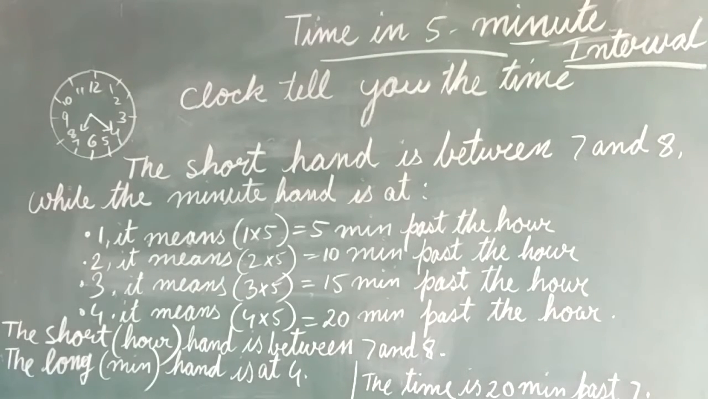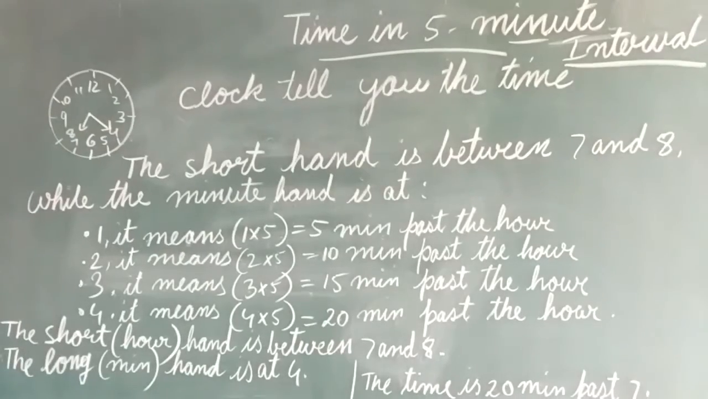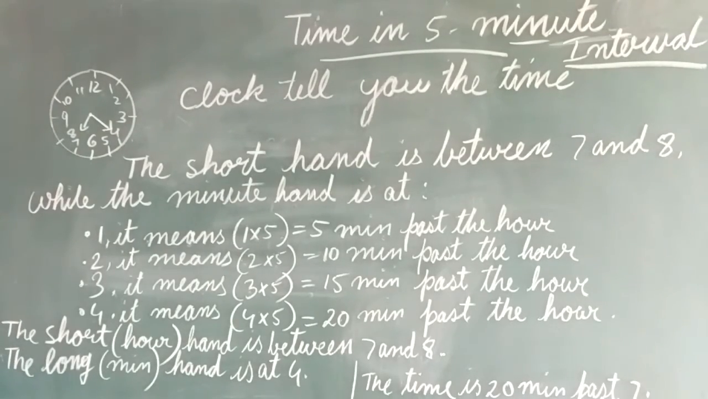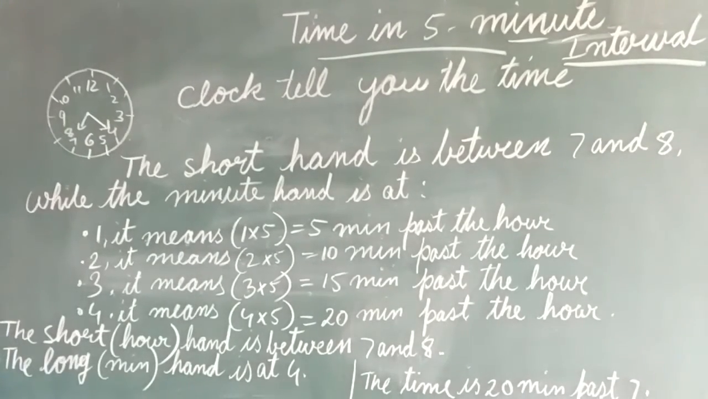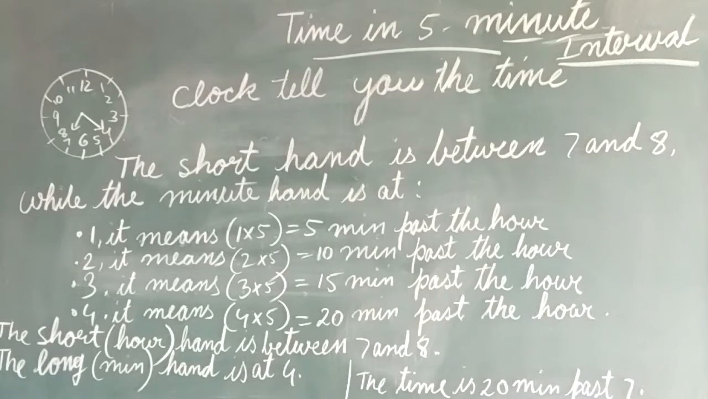And what does the clock tell you? The clock tells you about the time. Here there is one clock and one hand, that short hand. What do you call that short hand? That short hand is known as the hour hand.